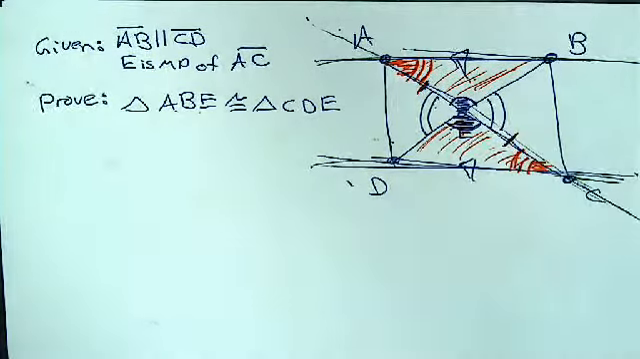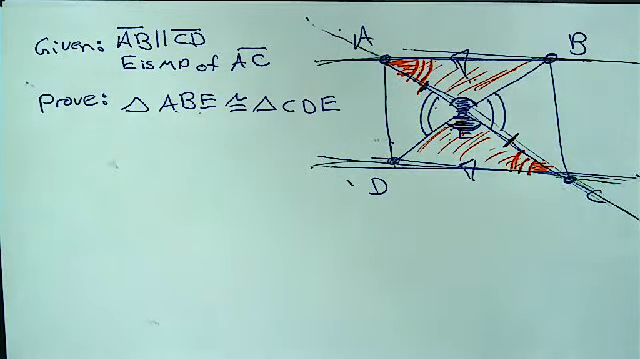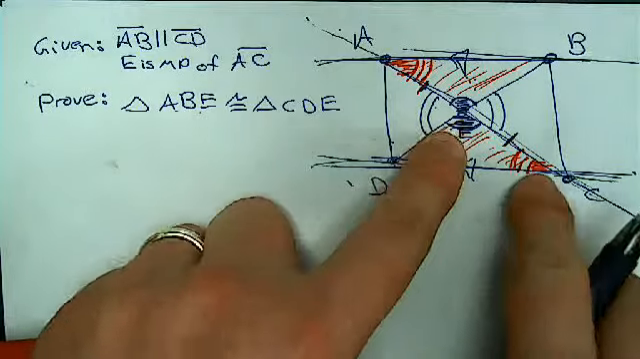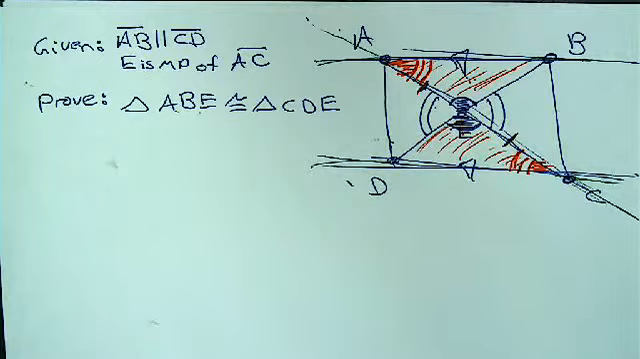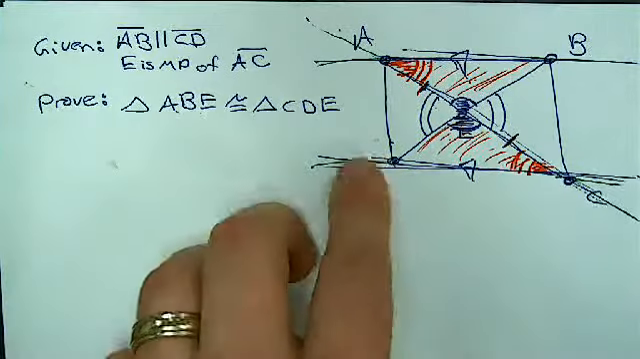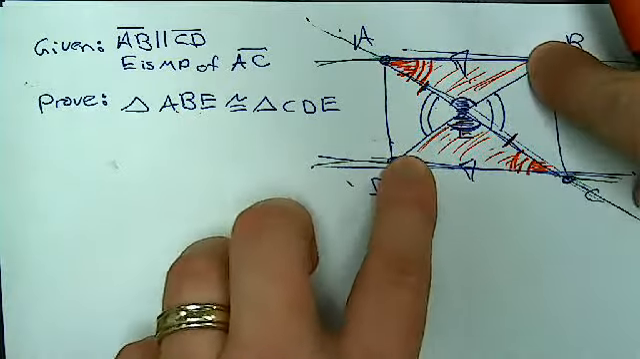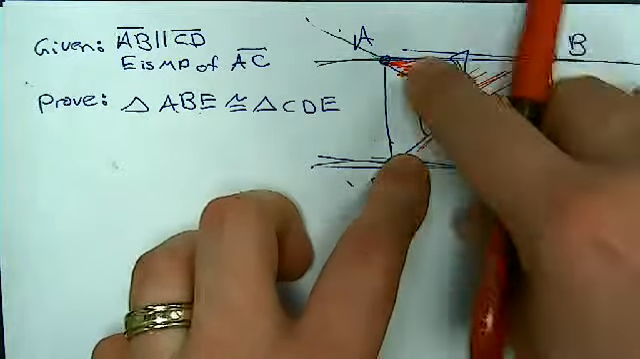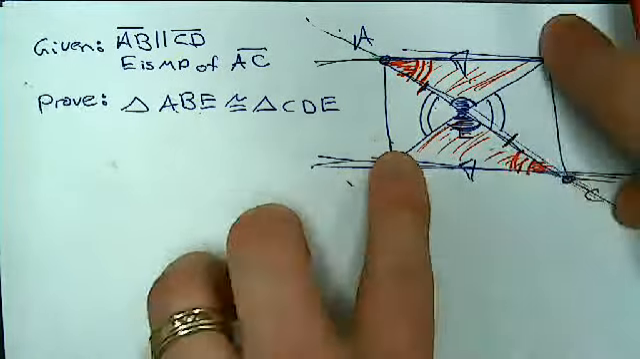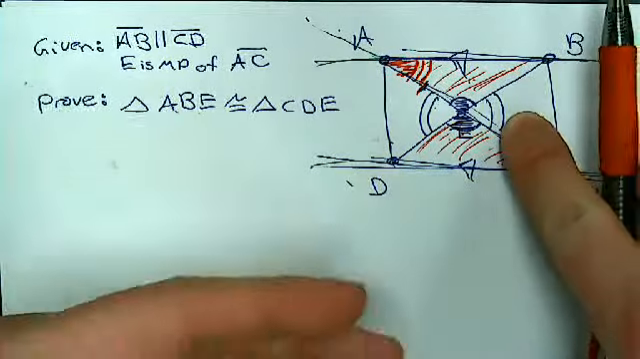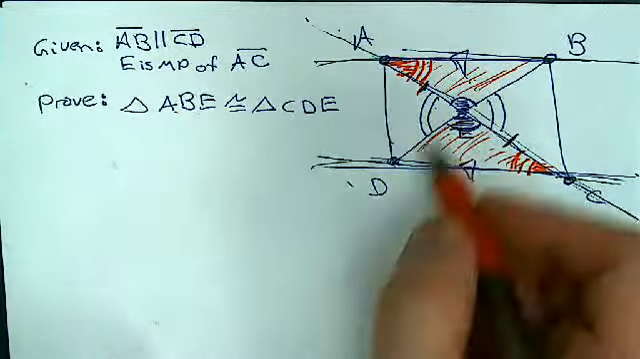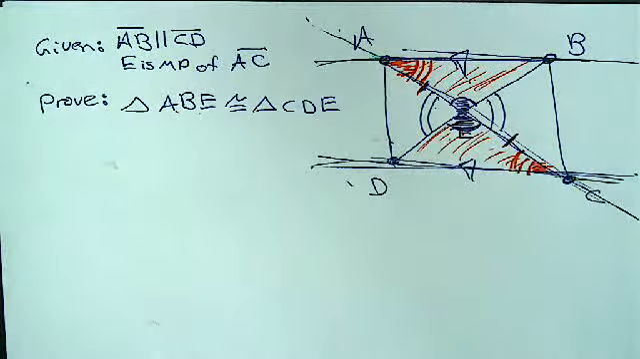Do I have enough facts now on my picture to prove I've got two congruent triangles? Yeah, I've got two angles and the side between them. Now, the trick to this is, you can also do it by using these angles and then the third angle theorem to set this up, or just these angles and angle, side. So that's an option.